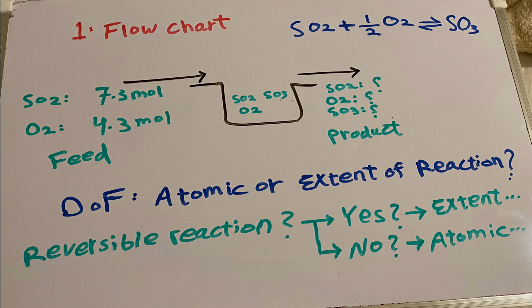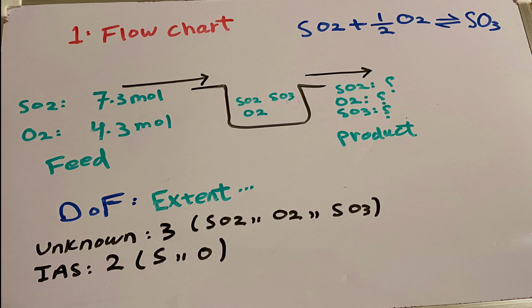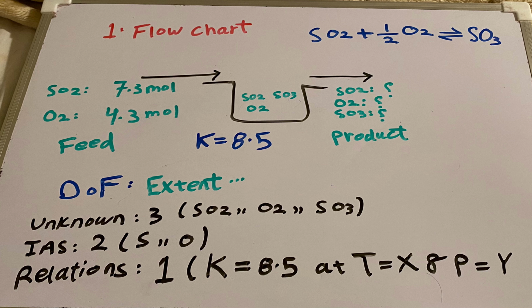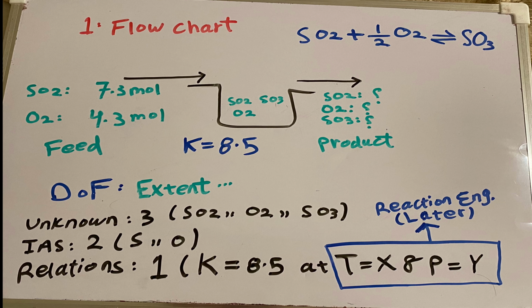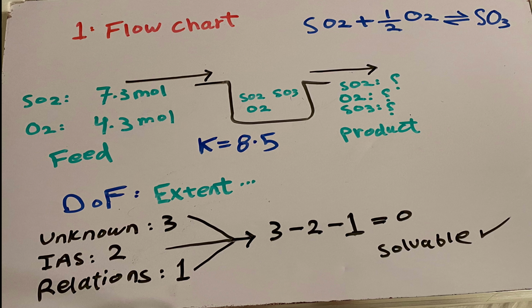Having said so, and we chose extent of reaction, we will have three unknowns. We will have 0 independent chemical reactions and 0 independent non-reactive species, but we will have 2 independent atomic species, which are sulfur and oxygen. The new relation that we haven't introduced so far is the equilibrium constant. It can be used as an additional relation inside the degrees of freedom analysis: 3 minus 2 minus 1, ending up with 0, which means we can solve the system.